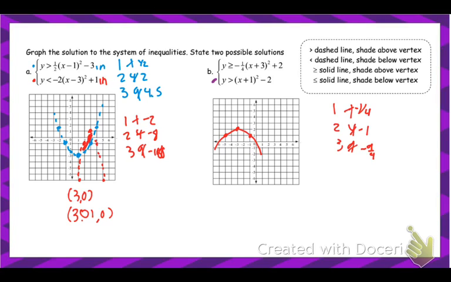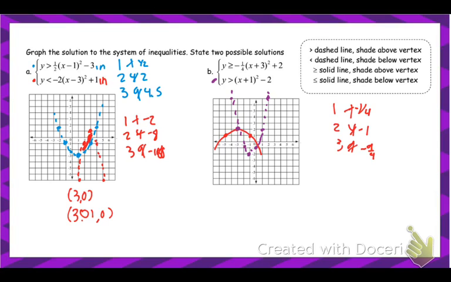It's going to be not stretched or compressed, so over 1 and up 1, over 2 and up 4, over 3 and up 9, and then this one's going to be a dotted line.